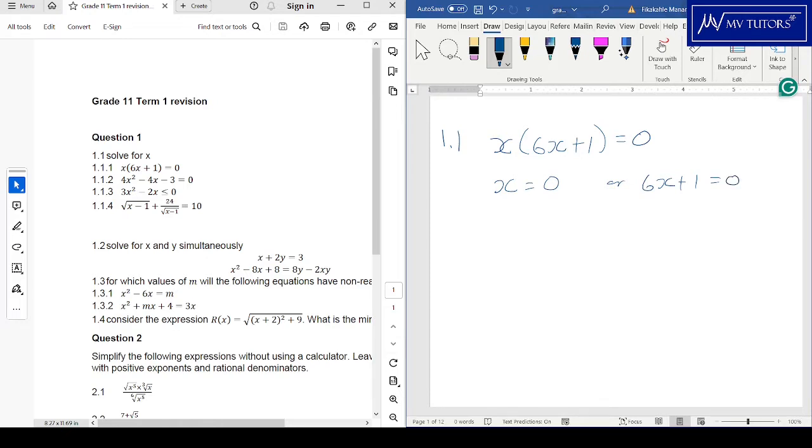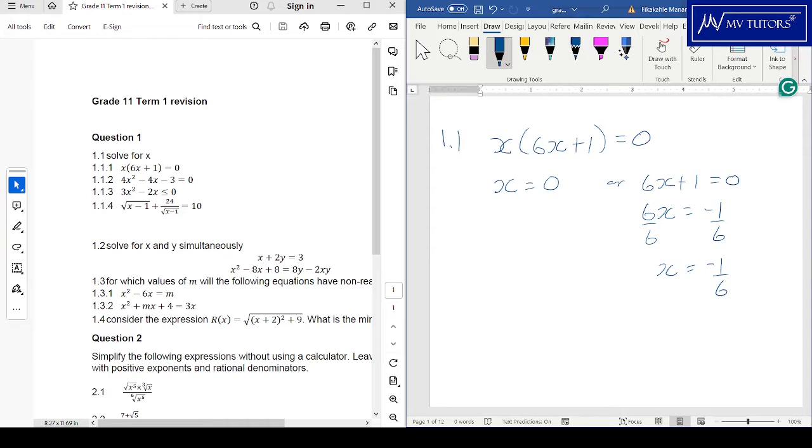And then I solve for x. I take the 1 to the other side. I'm left with 6x = -1. Divide both sides by 6, and I have x = -1/6. Well, that's it. Let's go to the next question.